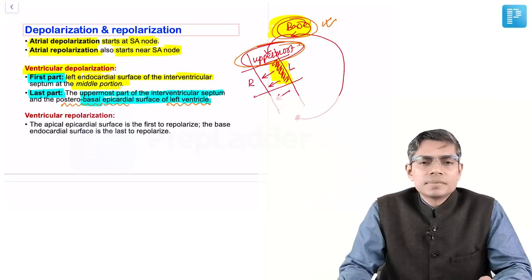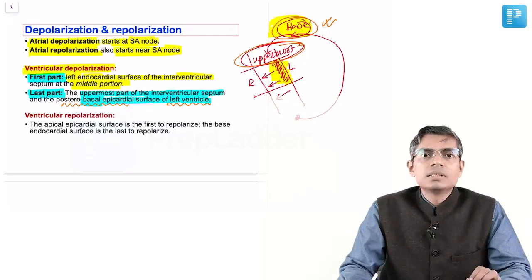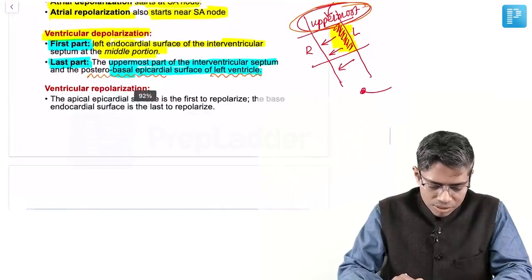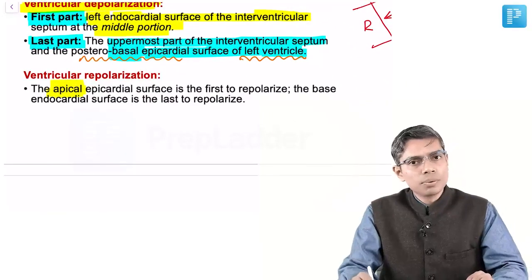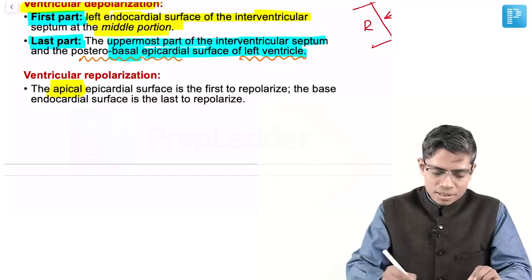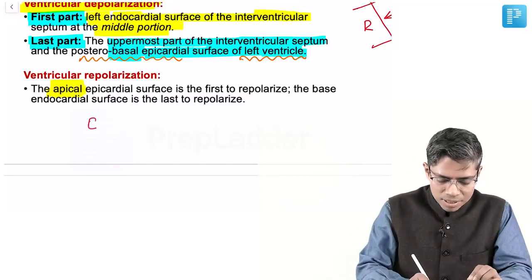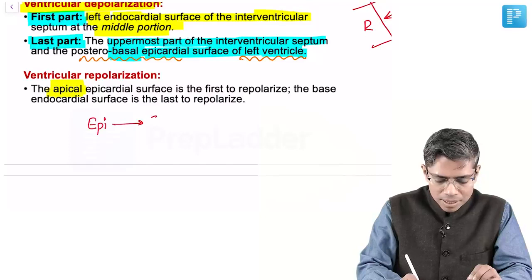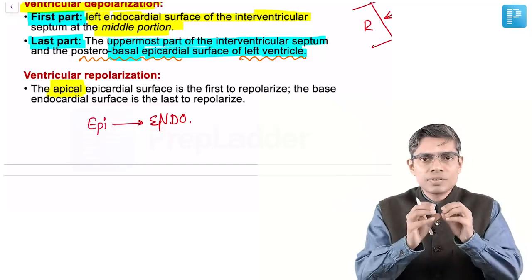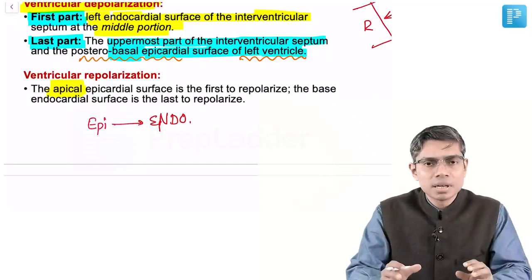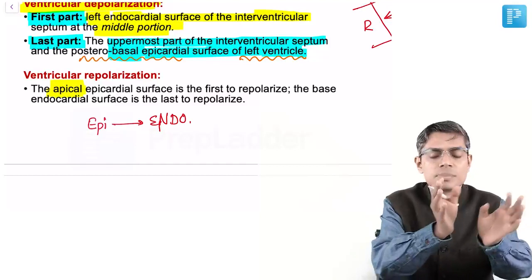But Guyton is saying none of them are correct. The repolarization starts from the apex of the heart, and we all know that repolarization occurs in the reverse direction. Reverse direction means it will go from epicardium towards the endocardium, but it will first start in the apical region of the heart and then it will move towards the base of the heart.